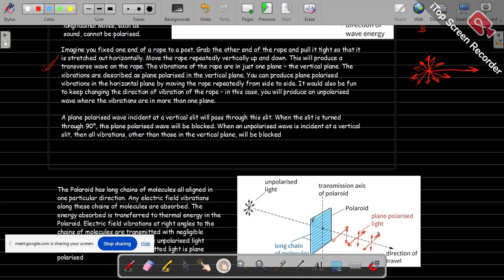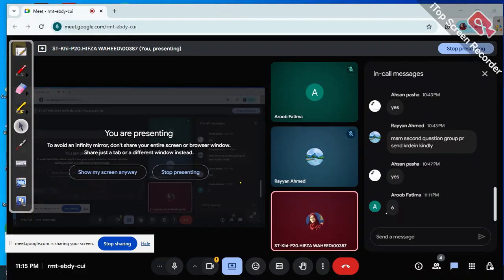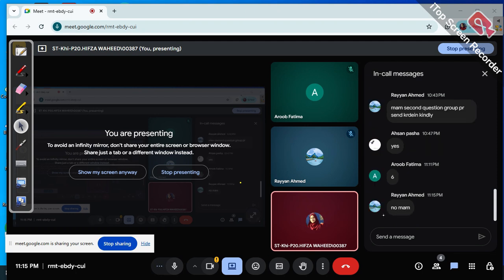Now I hope it made sense to you. Let me know if we have any confusion. Okay, the final answer was 6. Okay. Rayan Ahmed, we don't have any confusion. Arup bete, do you have a confusion?